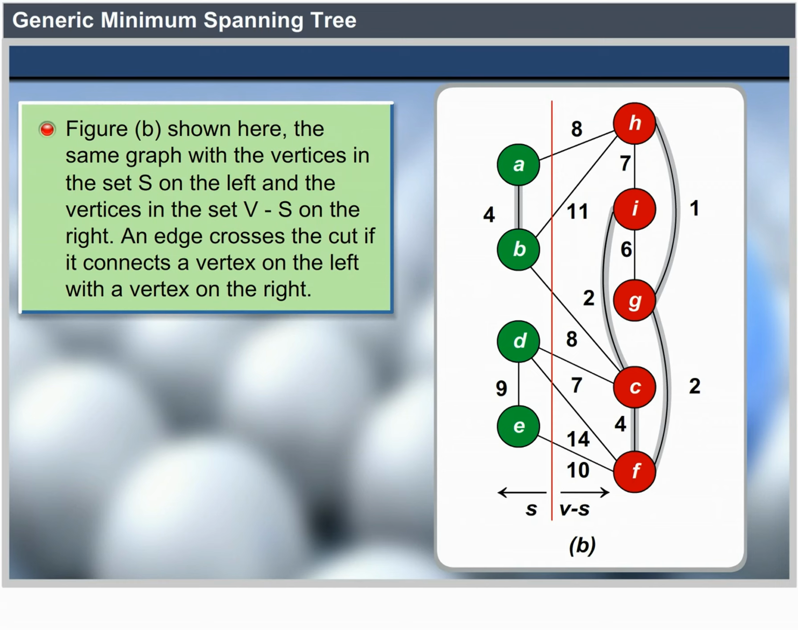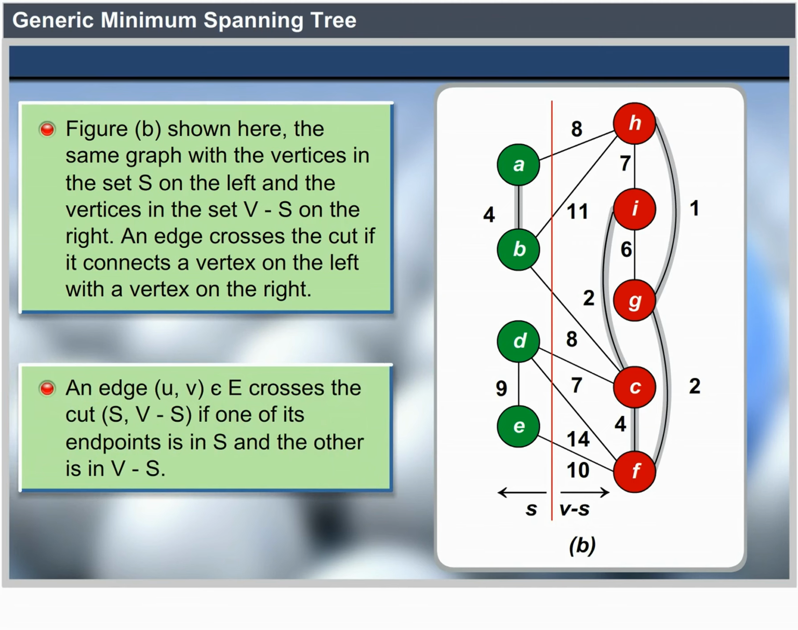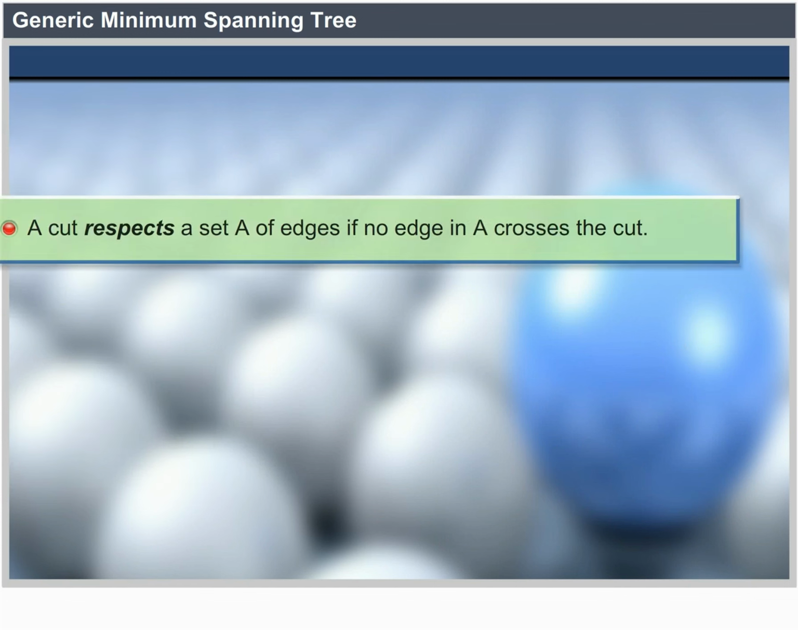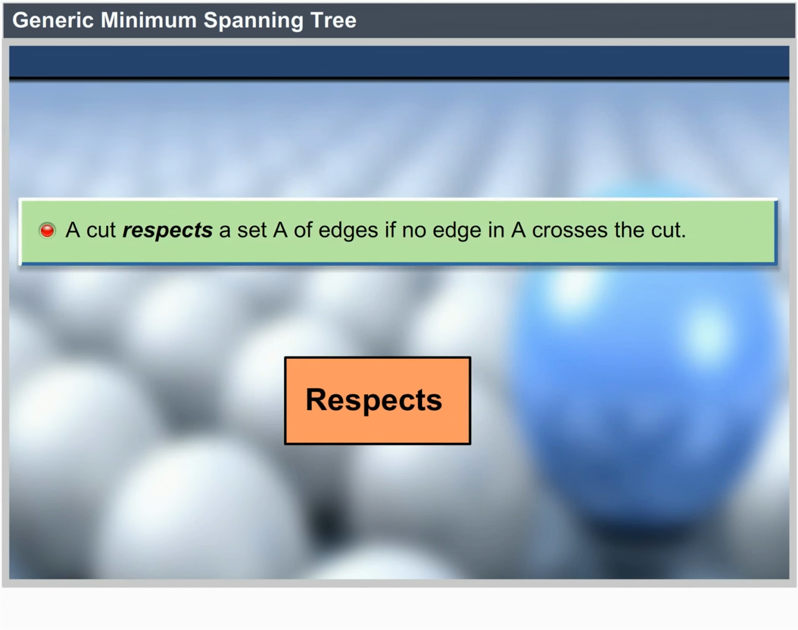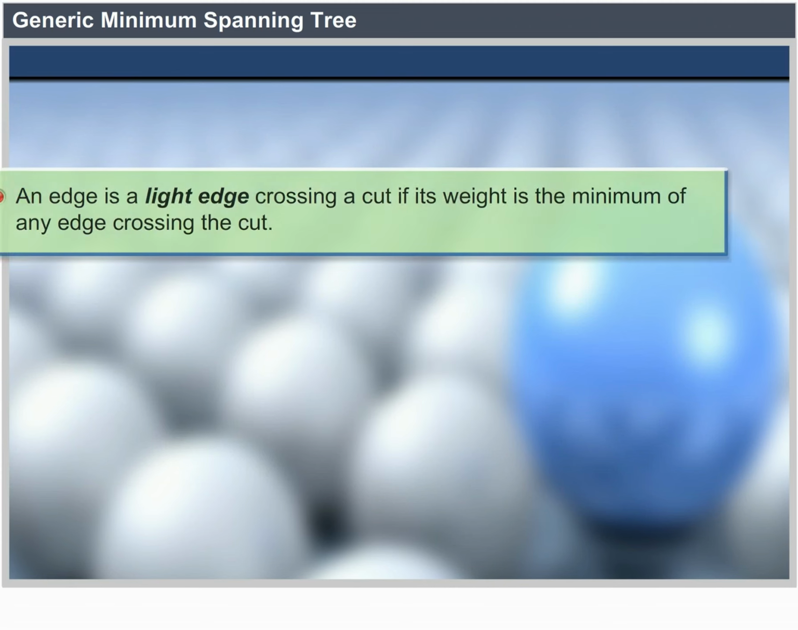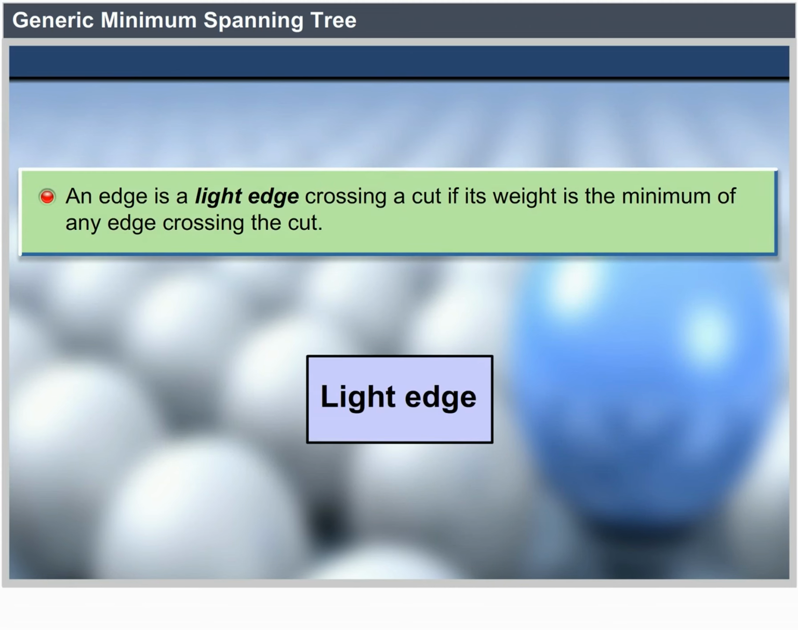An edge (u, v) belonging to E crosses the cut (S, V minus S) if one of its endpoints is in S and the other is in V minus S. A cut respects a set A of edges if no edge in A crosses the cut. An edge is a light edge crossing a cut if its weight is the minimum of any edge crossing the cut. Note that there can be more than one light edge crossing a cut in the case of ties.